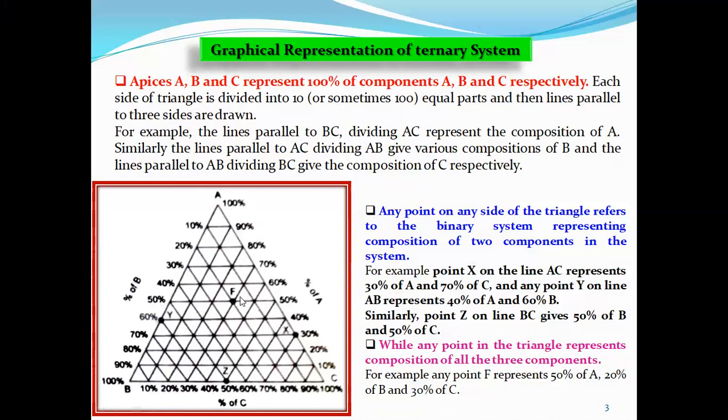Here you can see 50% of A, and then 20% of B, and 30% of C. So in this way we can determine any point in the triangle.